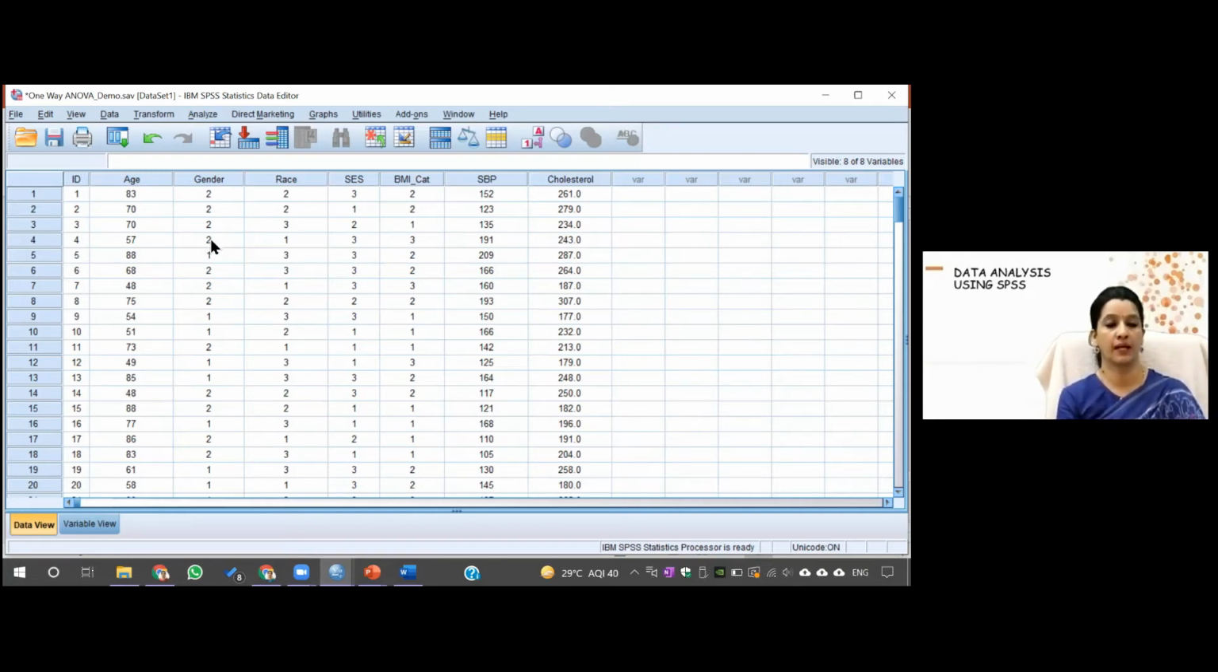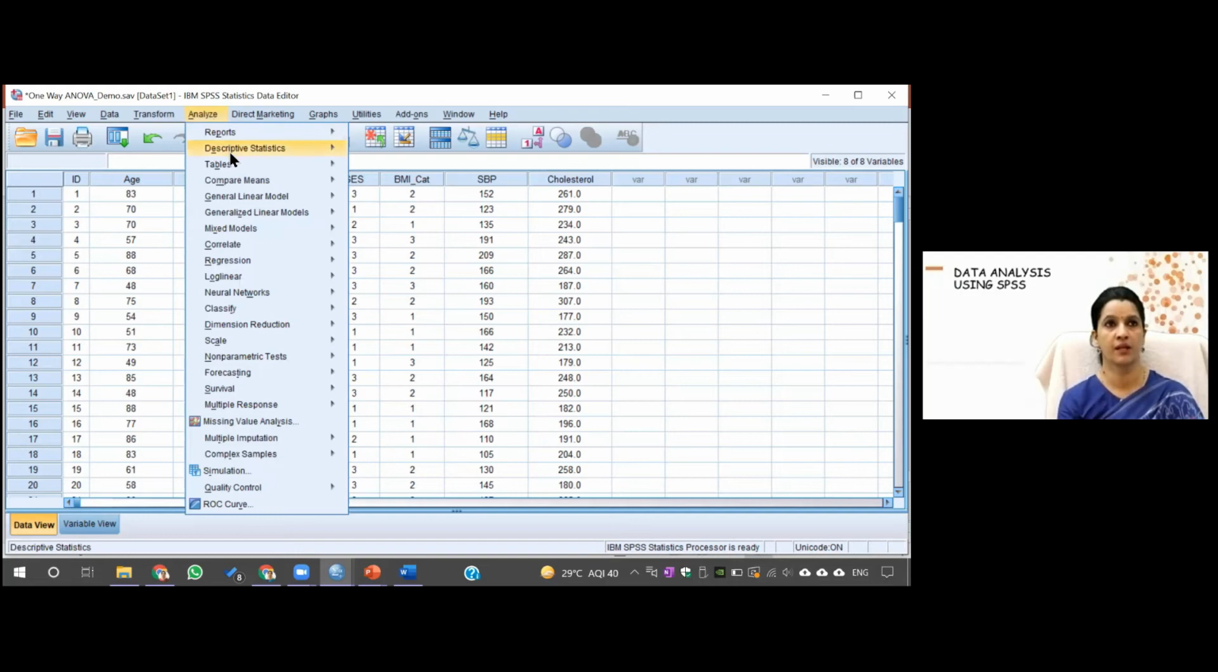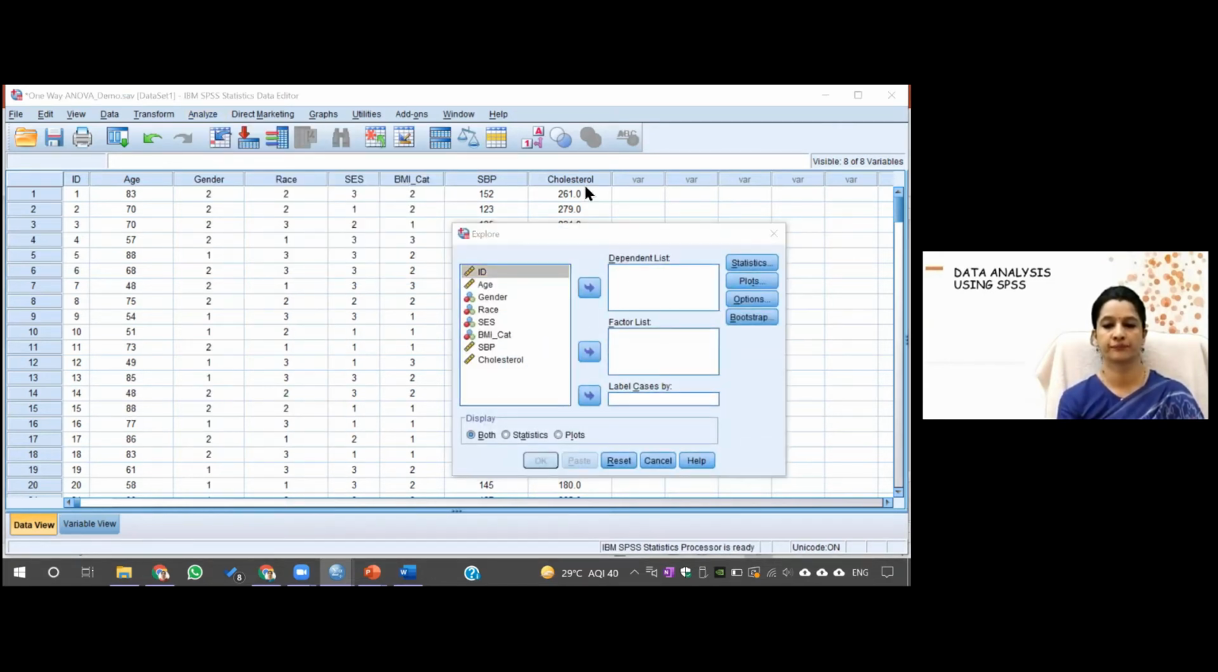Now I have to apply the normality check. For that, I'll go to Analyze, then Descriptive Statistics, then Explore. In Explore you are ready with the dependent list and the factor list. What should I do here? I should move the BMI category to the factor, and the systolic blood pressure and cholesterol to the dependent list, because I have to test these across this category.